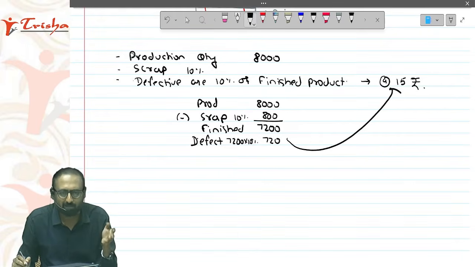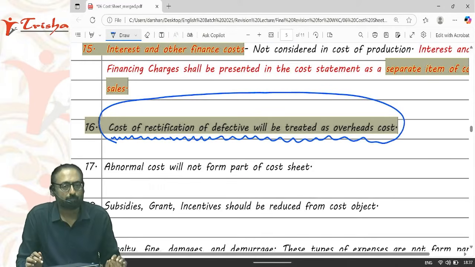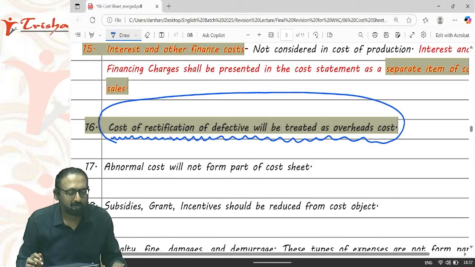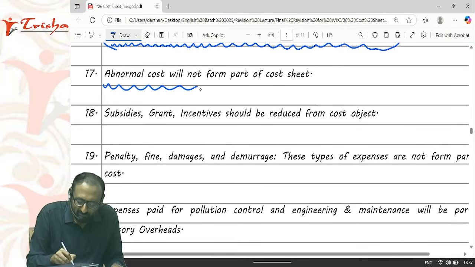Scrap cannot be reworked. Scrap you will have to sell as it is, but defective units you can rework. So where will you write the rectification cost of the defective? Fast answer. Are you sure? Factory overheads? Yes or no? Chalo. Where will you write abnormal cost?